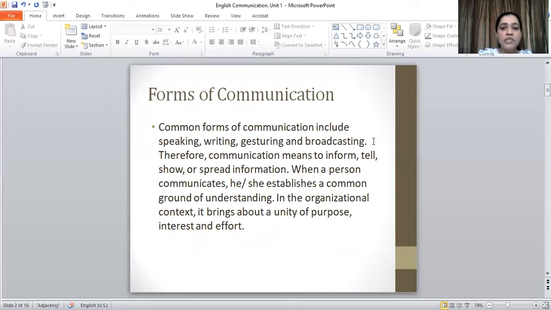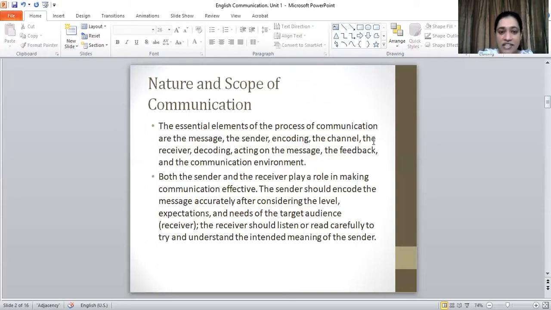When a person communicates, he or she establishes a common ground of understanding. In the organizational context, it brings about a unity of purpose, interest, and effort. The important part here to note is that if good communication is established, it will make working together a far better, easier, and more enhancing endeavor.